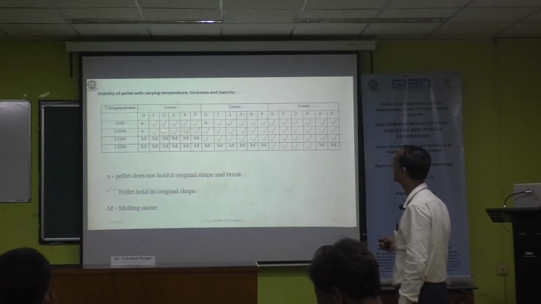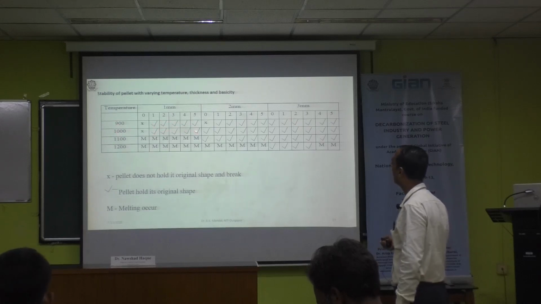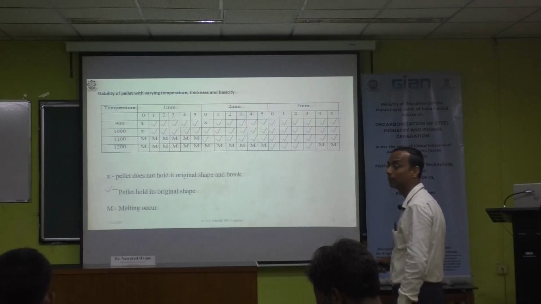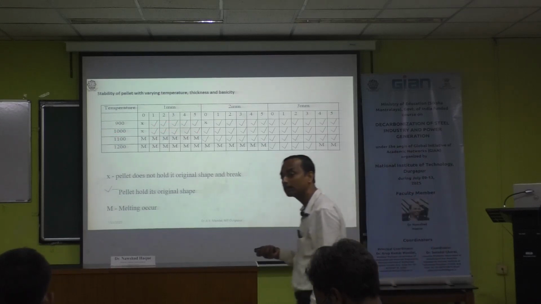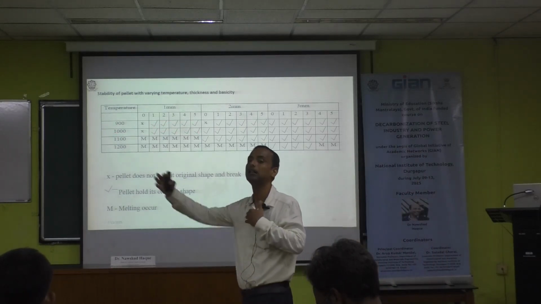It is only stable in this range. It means 1000 degrees centigrade per 10; if you reduce it up to 5 degrees you can go. But at that time, to achieve the required reduction, you have to increase the time of reduction.